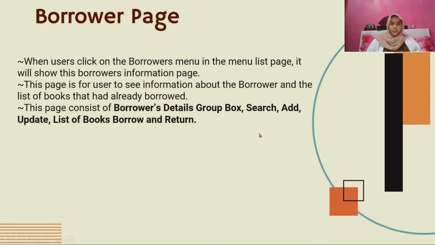Next is the borrower page. When the user clicks the borrower page in the menu list page, the borrower page will appear. The borrower page is for the user to see the borrowers and the list of the books that have already been borrowed. In this page, there consists of the borrower details group box, the search, add, update, list of books borrowed, and return.